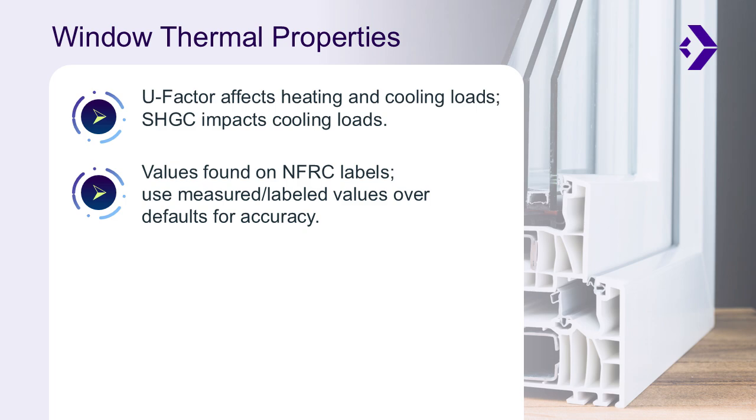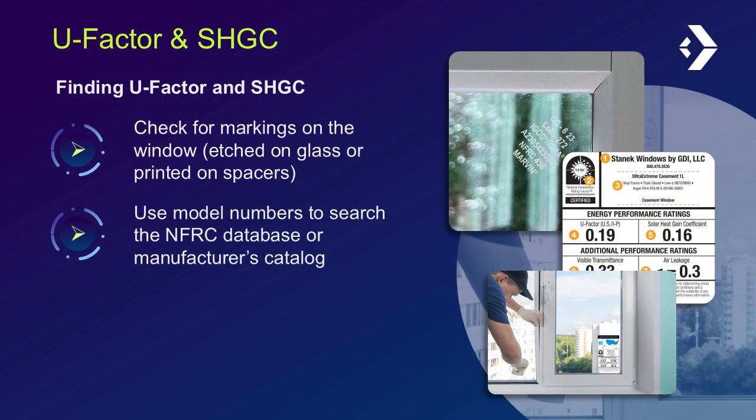U factor and SHGC values are typically found on the National Fenestration Rating Council, or NFRC, or from the manufacturer's product catalog. For windows, the published U factor and SHGC is for the entire window as an assembly, including the framing, sash, and everything else. That's how two windows using the exact same glass will have different U factors and SHGC values. Heat transfers differently through the glass part relative to the framing part, so different framing material like wood, vinyl, or metal, different window sizes, or being double hung versus casement all impact U factor and SHGC.